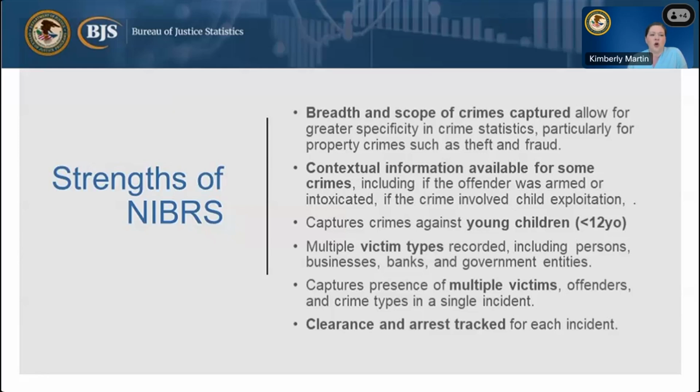The breadth and scope of crimes captured is unmatched. We're up to 71 different offenses now, and we particularly have lots of detail about different types of fraud and different types of property crime. And another big strength, and this kind of leads into what I'm about to talk about, is that it provides context we didn't have before.